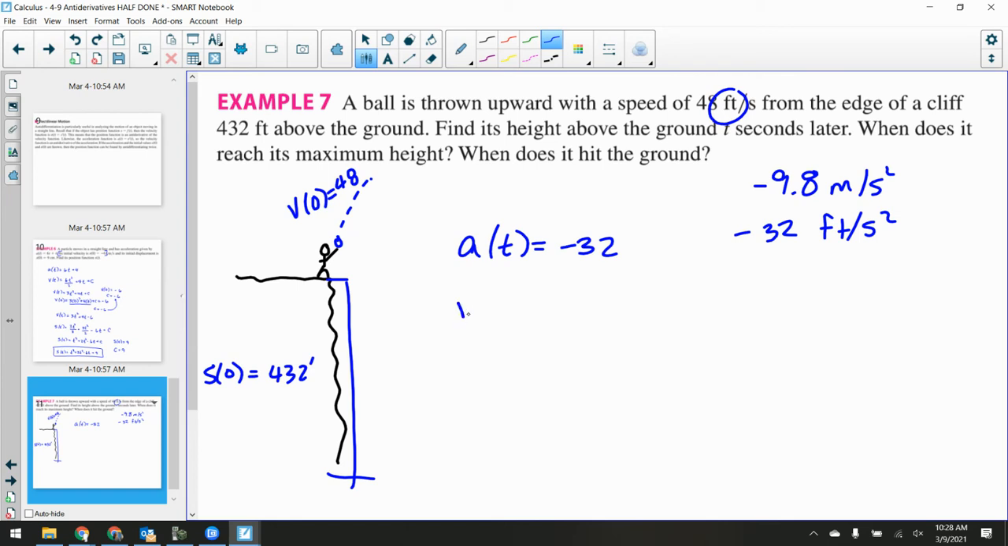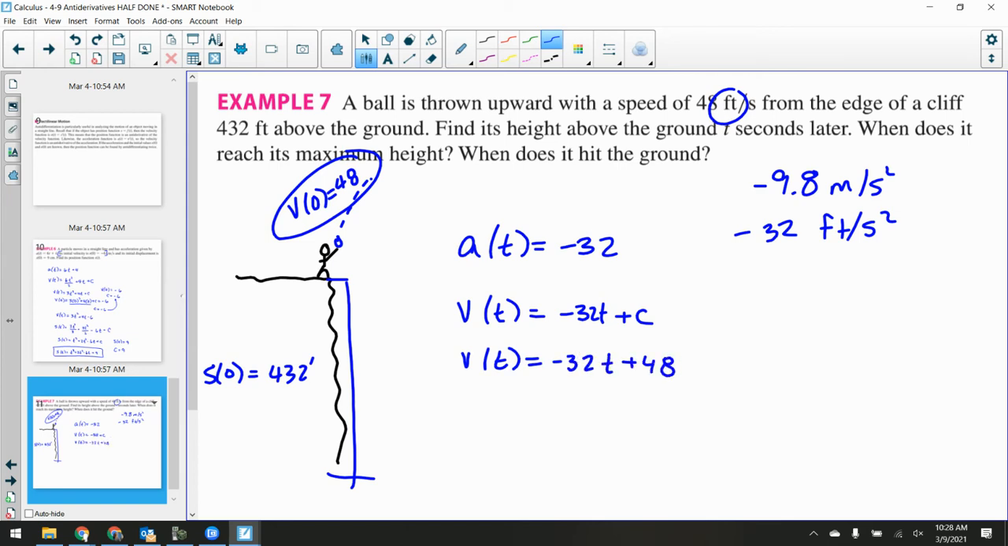Okay, so what is velocity then? What's the antiderivative of acceleration? Negative 32t plus a constant. What's my constant? 48. I know my constant is 48. So I know v of t is negative 32t plus 48.